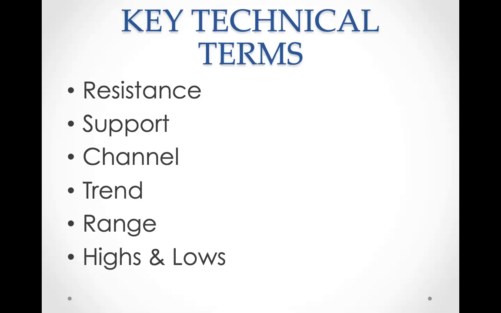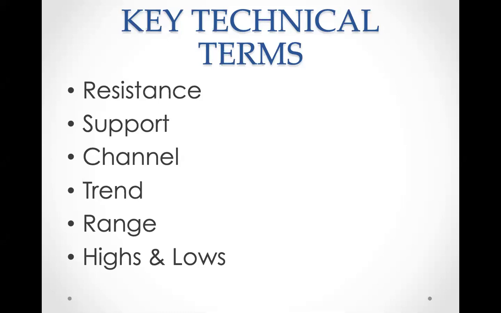A channel is just price trapped between a support and a resistance, and price is just bouncing between them. So you would see upward channels and downward channels. When the channel is just a horizontal, flat line, we call that a range. Trend is simply price going up or price going down. If price is going up, it's an uptrend. If price is coming down, it's a downtrend. Trends and channels are similar. A channel is a pathway through which trends will happen.